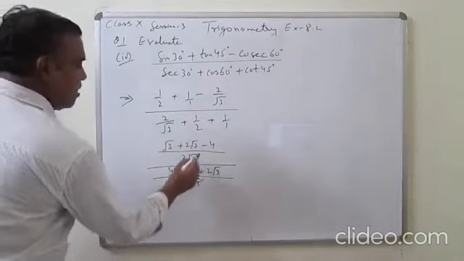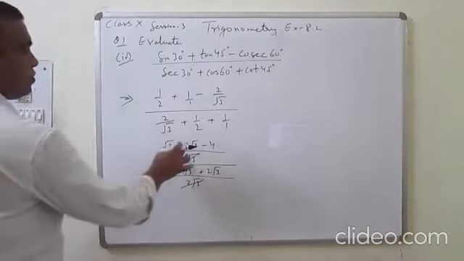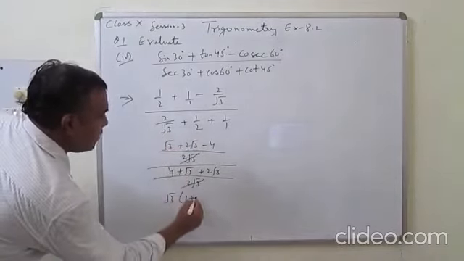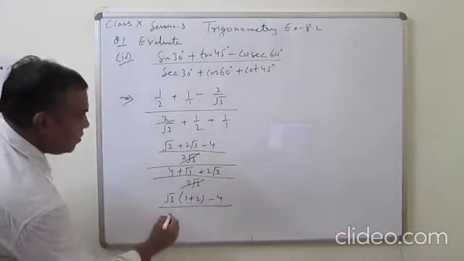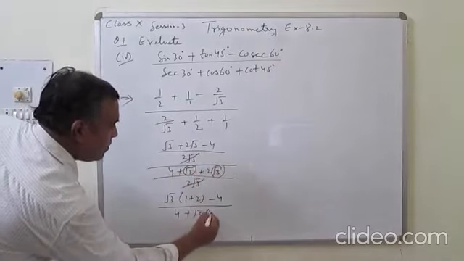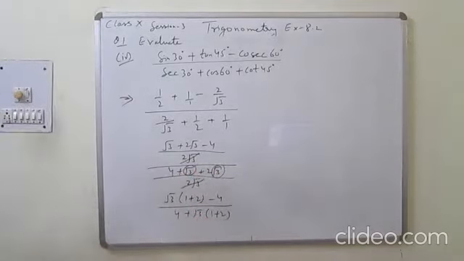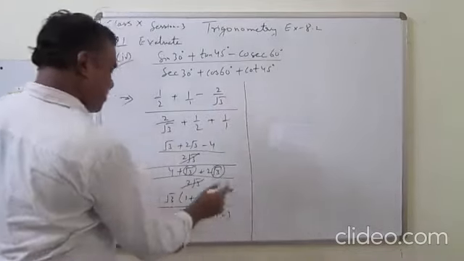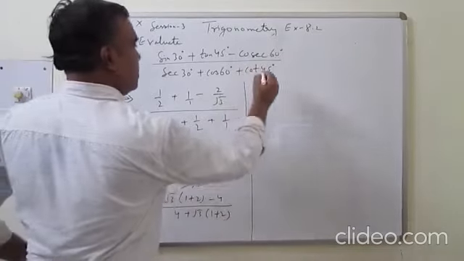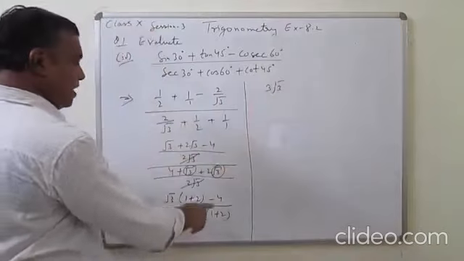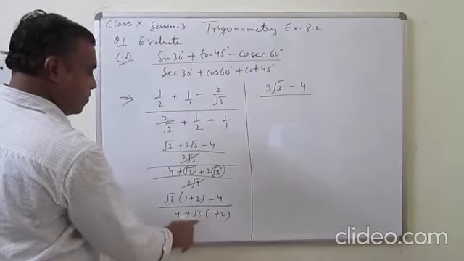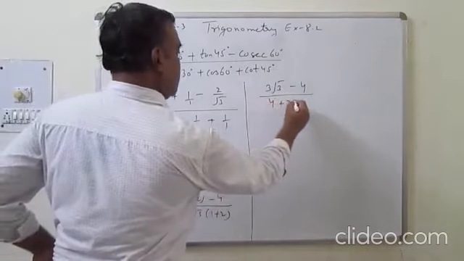Now this is cancelled out and you will get root 3 common in this. Take root 3 common in numerator. You will get 1 plus 2 minus 4. Here also 4 plus root 3. Here also in denominator root 3 common. So it becomes 1 plus 2. Now I complete it: root 3, this becomes 1 plus 2, 3 root 3. 3 root 3 minus 4 upon 4 plus 3 root 3.